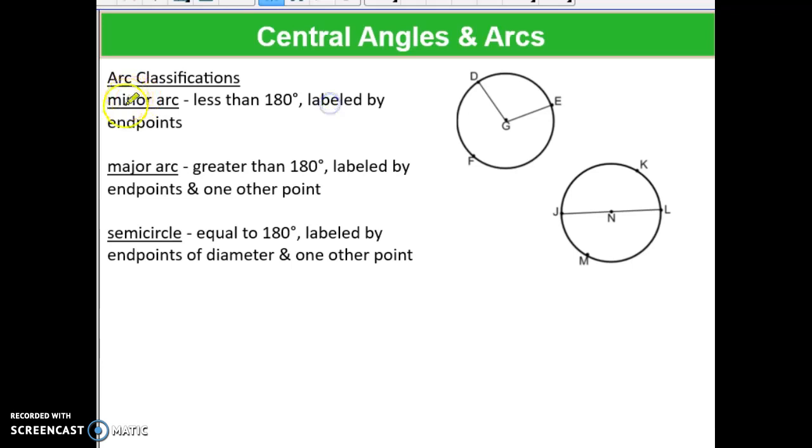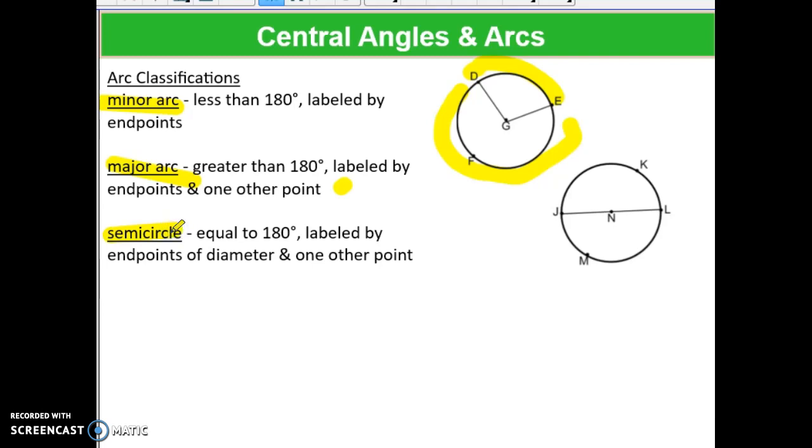So today's lesson was all about minor and major arcs. Minor arcs are usually labeled with two letters, say D and E, and they're always less than 180. Major arcs would be D, F, E. They're usually labeled with three letters, and I like those too because if you remember, greater than 180, that is a major arc. We also have semicircles.